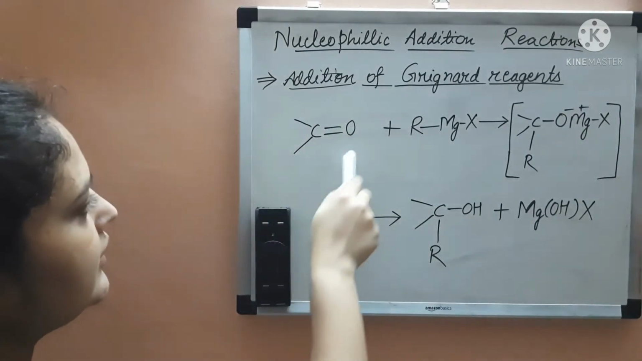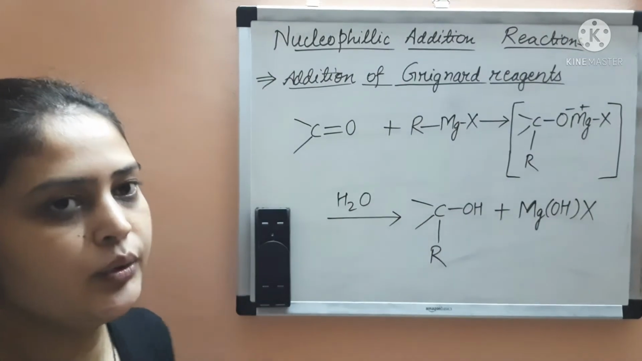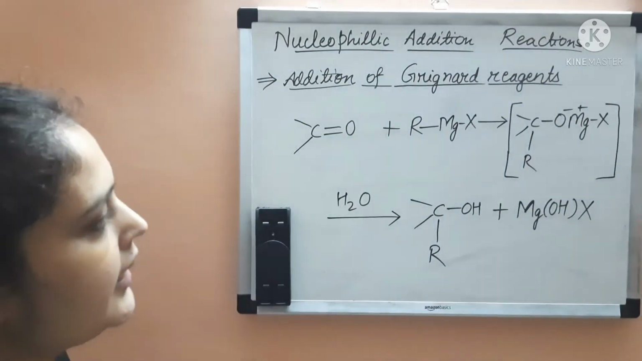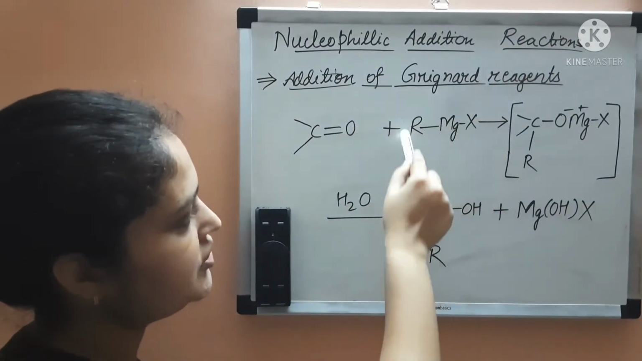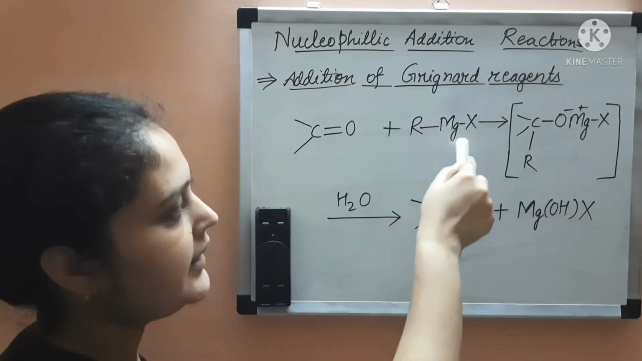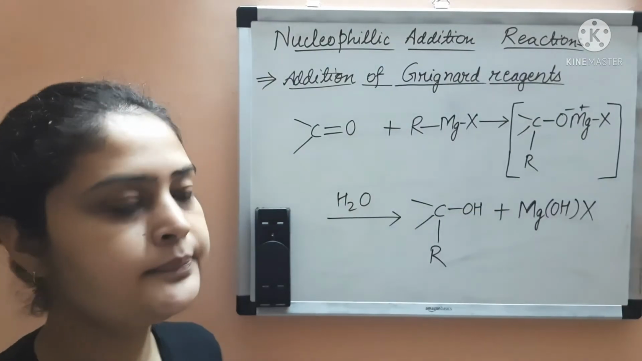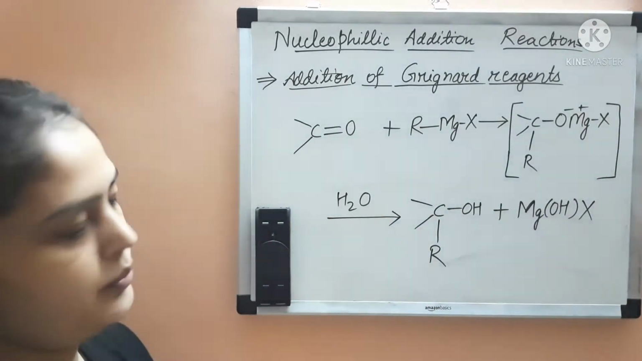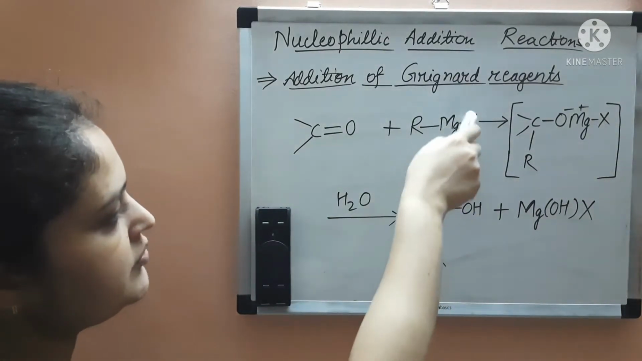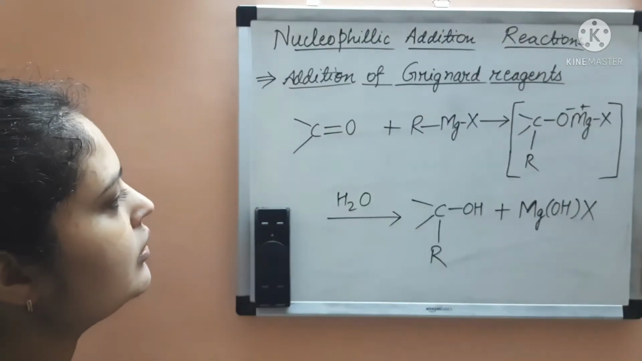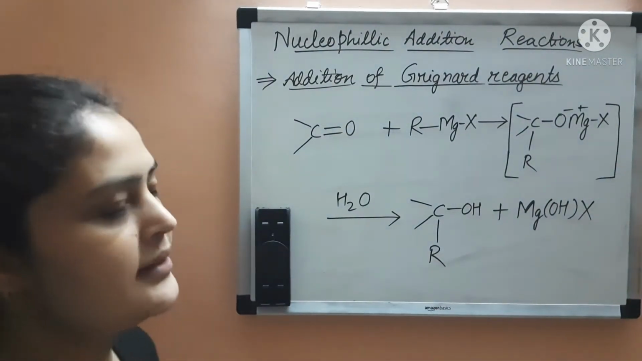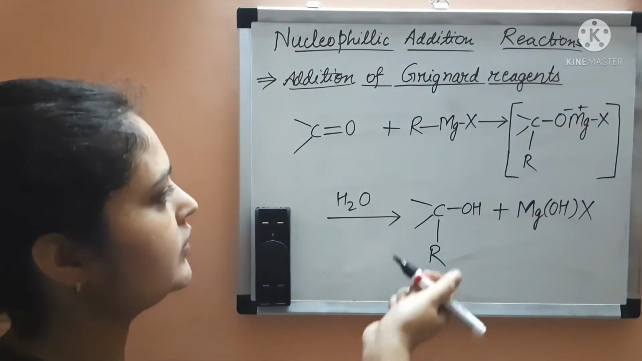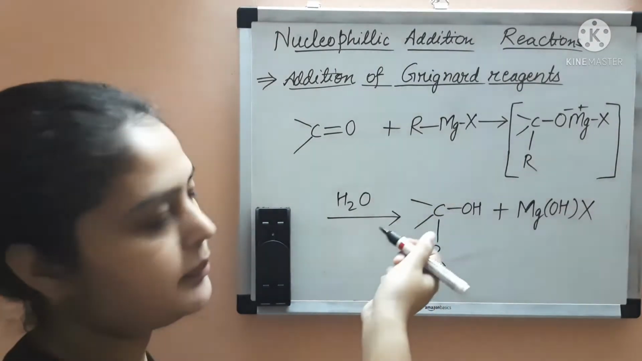So this is carbonyl compound, an aldehyde or ketone based on the substituents. And this is the Grignard reagent RMgX, where X is what? It is halide, and R is what? It is the alkyl group. And Mg is magnesium. So first of all, we will see what is the nucleophilic part and what is the electrophilic part.